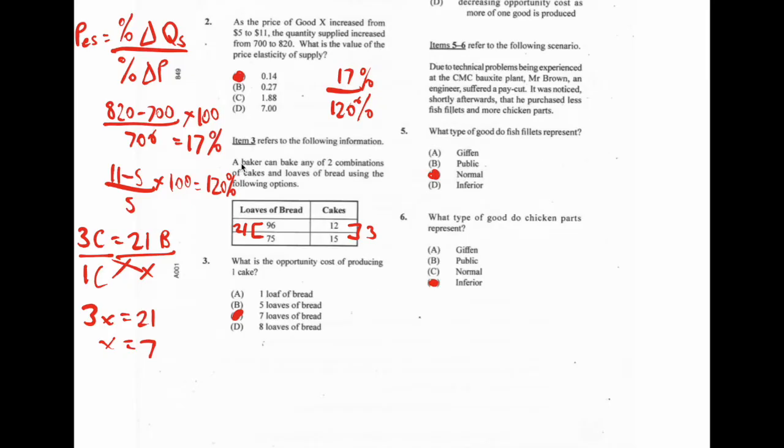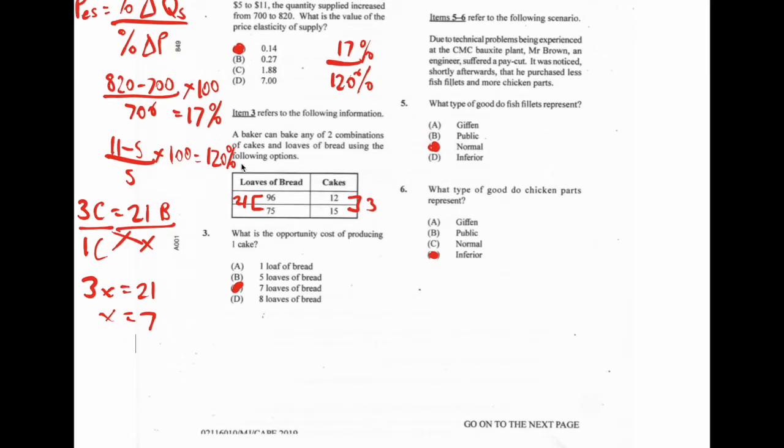Okay. A baker can bake any of the two combinations of cakes and loaves using the following options. What is the opportunity cost of producing one cake? So as you can see, in order to get 3 cakes, you have to give up 21 breads. So the opportunity cost of 3 cakes would be 21 bread. So we just do the inverse proportion to find out how much is the opportunity cost to produce one single loaf of bread, and that would be 7.